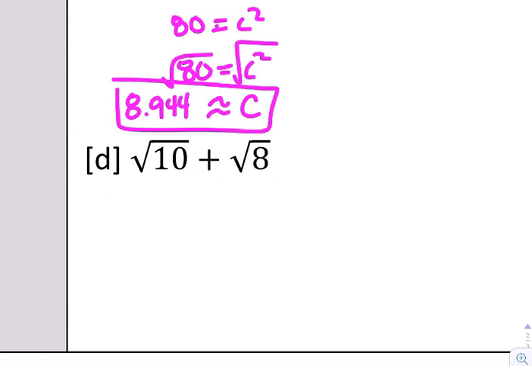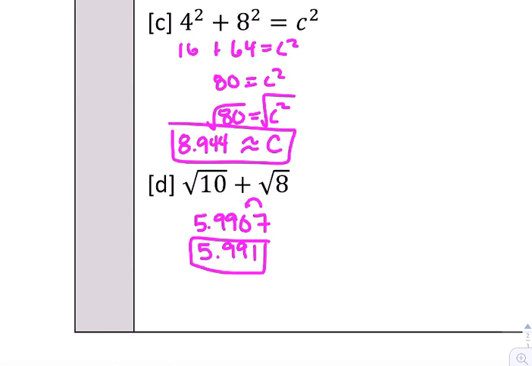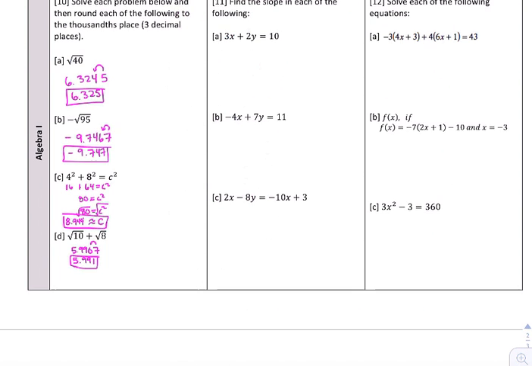So we have now some things we have to add together. We take the square root of 10, and then we add the square root of 8. We end up with 5.9907. The 7 will kick that number up, so we end up with 5.991. And precision does count here. These are the exact answers that I'm looking for.